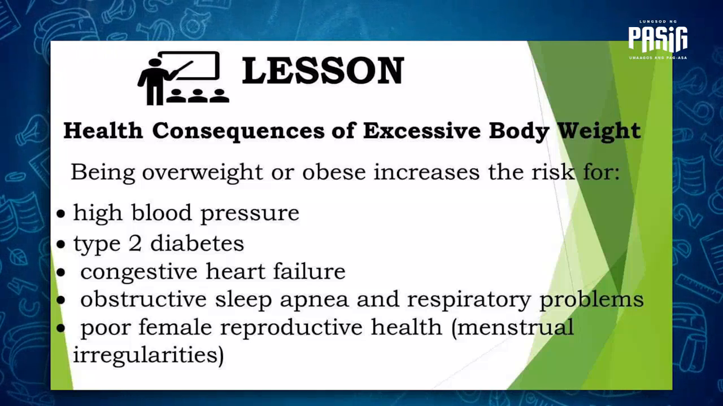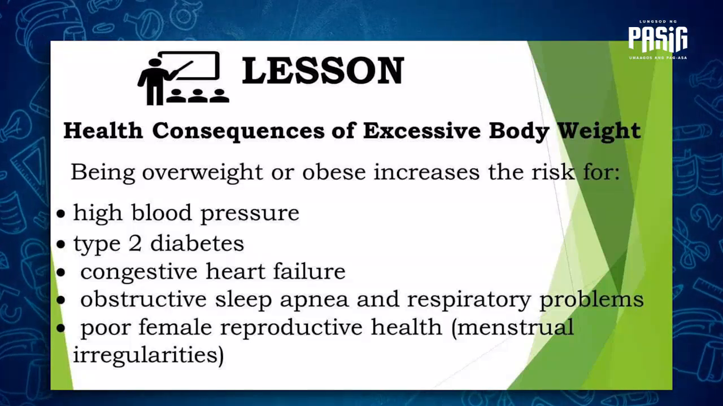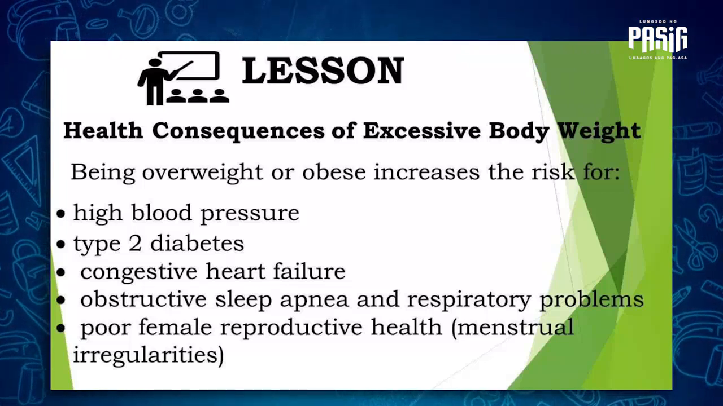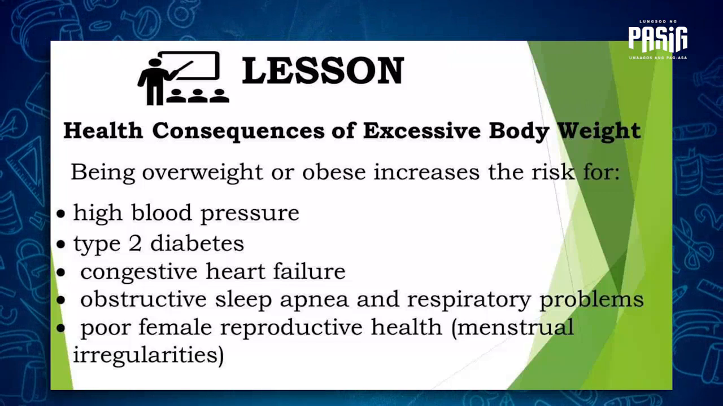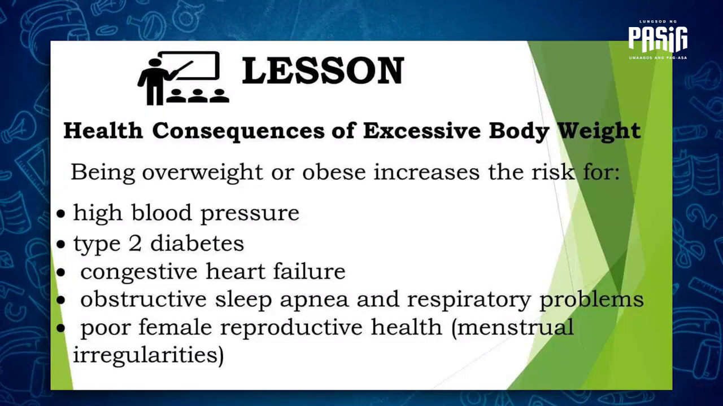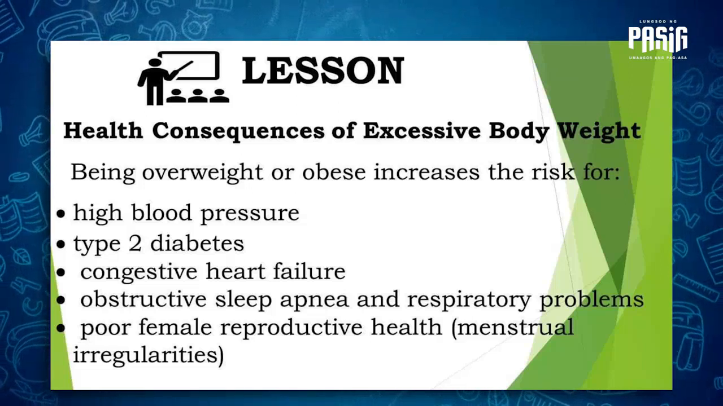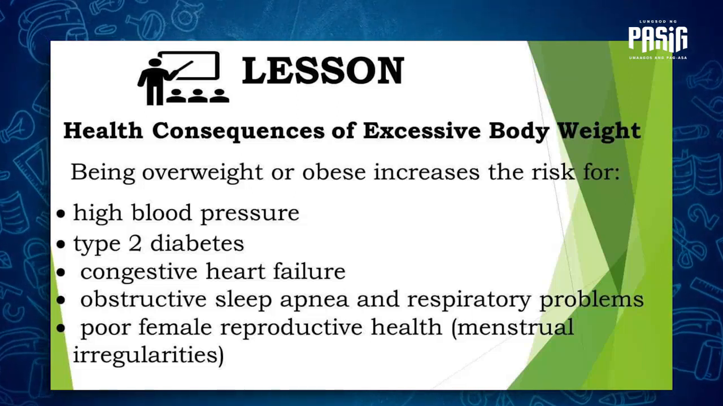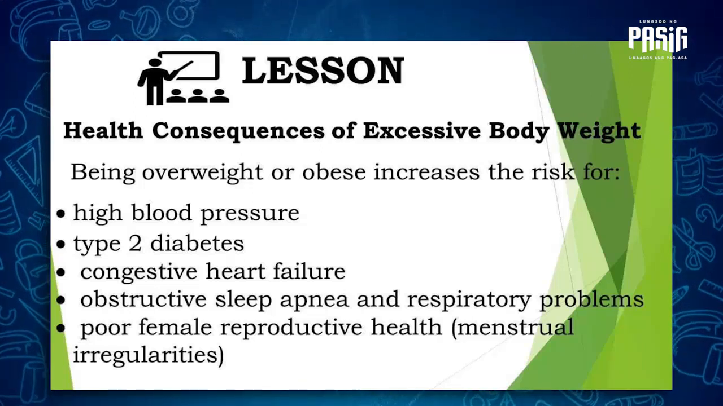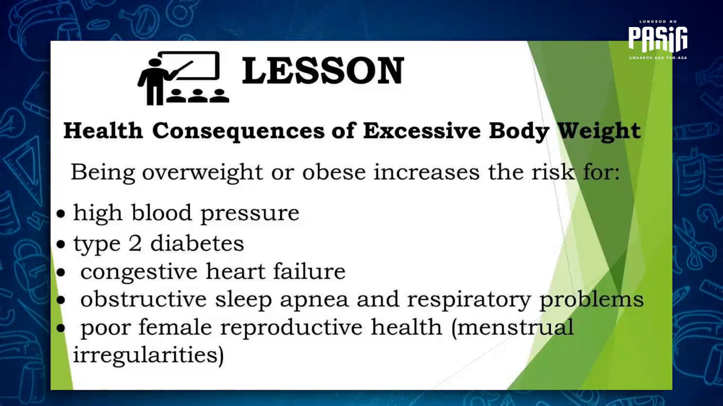Being overweight or obese increases the risk for, first, high blood pressure, and the second one, types of diabetes. Third, congestive heart failure. Number 4, obstructive sleep apnea and respiratory problems. And the next one, poor female reproductive health, menstrual irregularities.